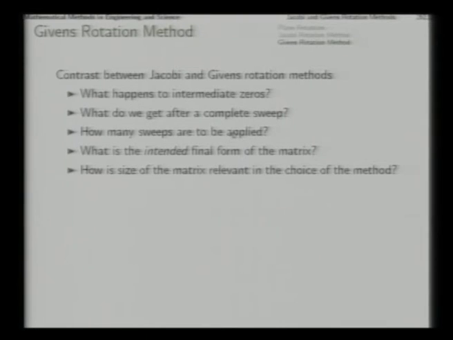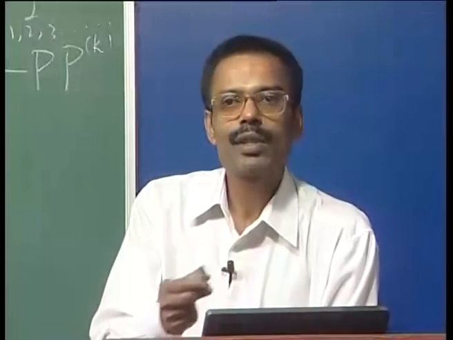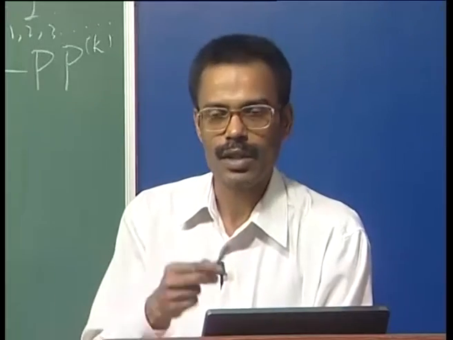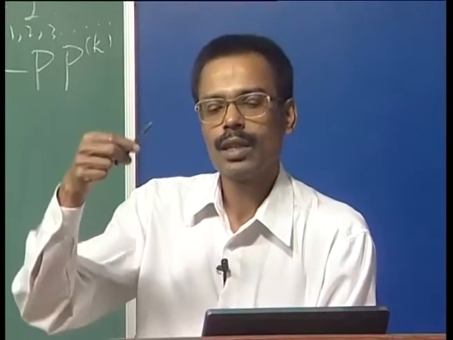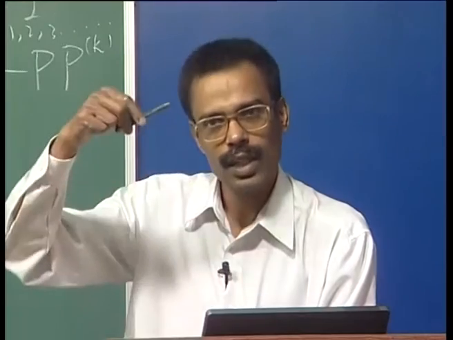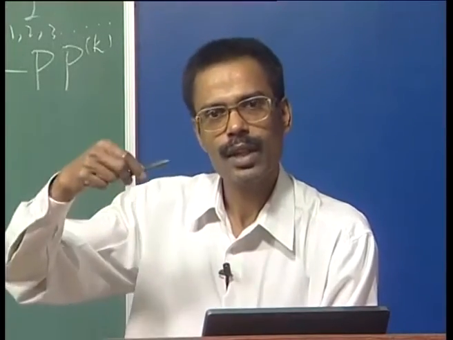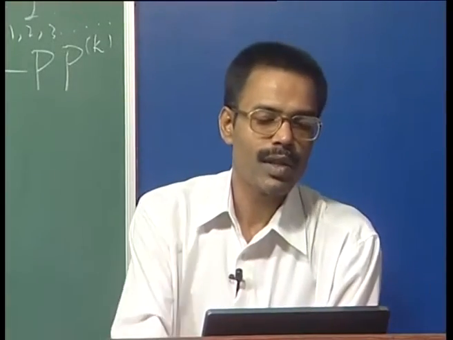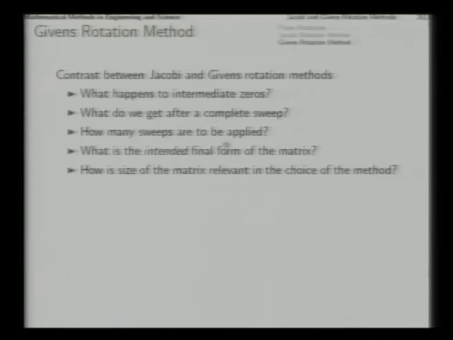Third question is, how many sweeps are we supposed to apply? In the case of Jacobi rotations, we have to apply several sweeps through iterations, till the off-diagonal terms get reduced to sufficiently small magnitude. In the case of Givens rotation method, we have to apply only one sweep, resulting in one symmetric tridiagonal form, after which there will be no further advantage.